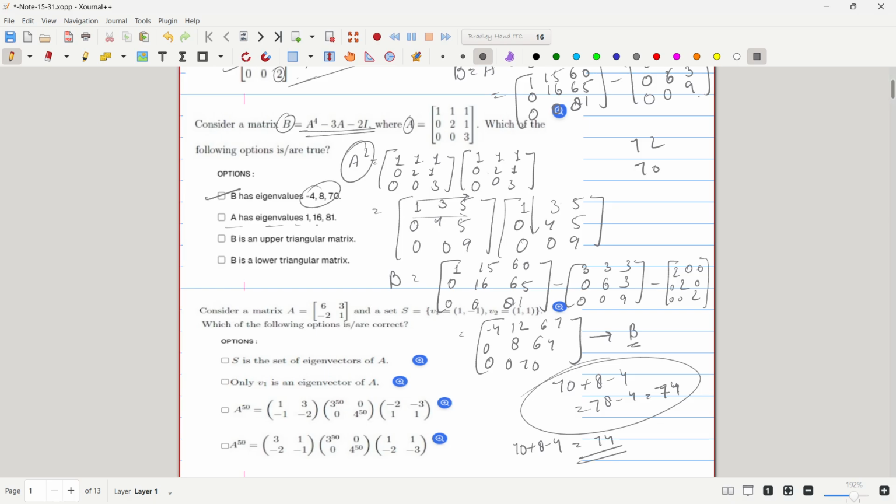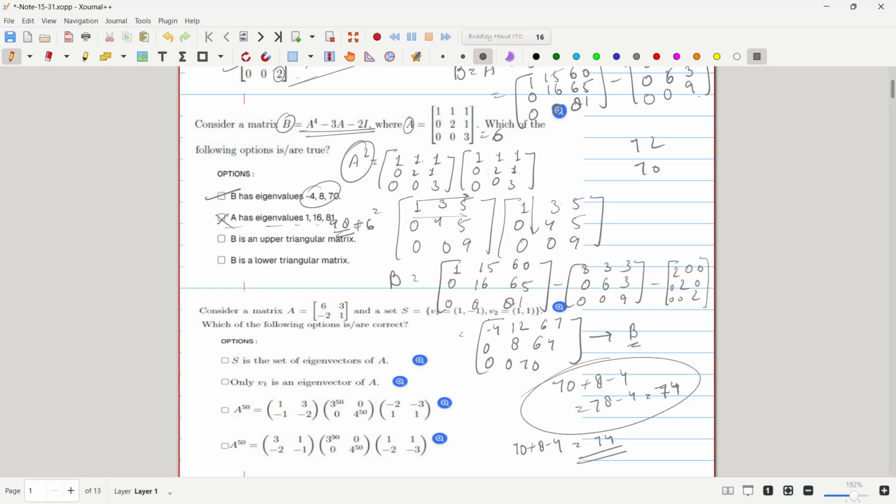Now, A has eigenvalues 81, 16 and 1. It is not possible, again using the same property. The trace of A is 3 plus 2 plus 1, which is 6, and the trace is the sum of eigenvalues. The sum of the given eigenvalues is 82, 92 and 98, which is not equal to 6. So this option is wrong.